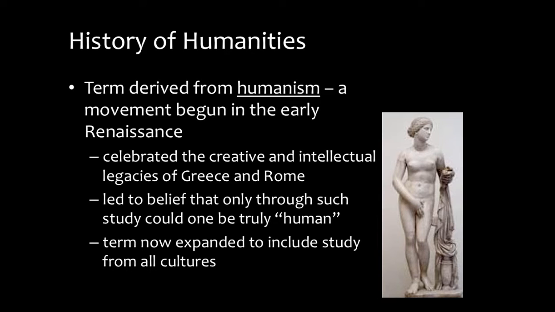The term humanities is derived from a term that began to be used in the early Renaissance, which is a period that we will cover in this course, and that term was humanism. Humanism was used during the early Renaissance as a way to talk about the celebration of human thought, and in particular during this period, they were celebrating the creative and intellectual legacies of ancient Greece and Rome.